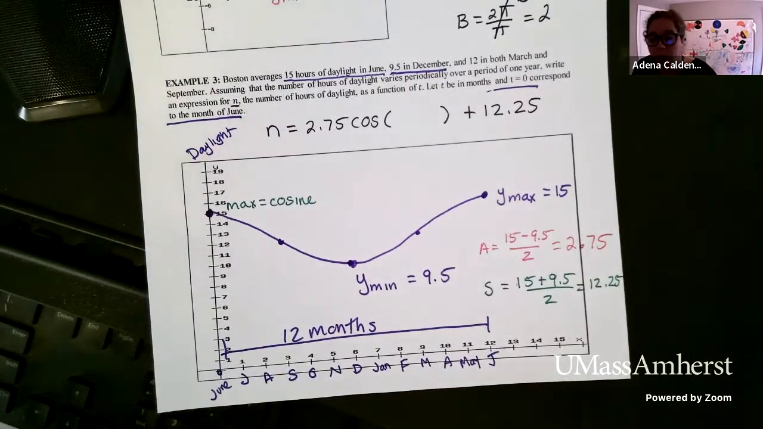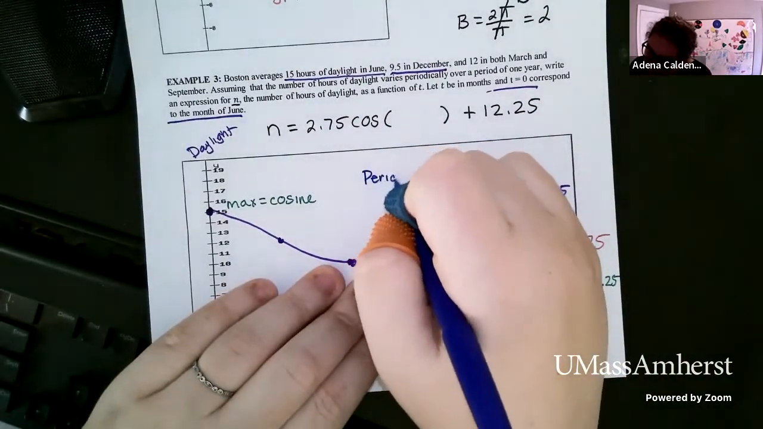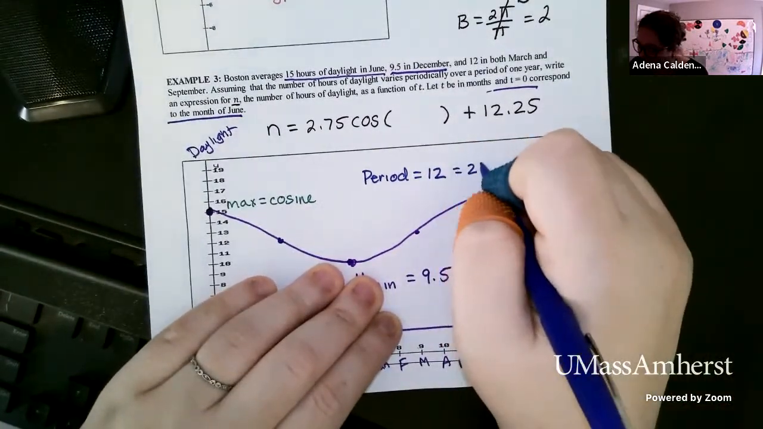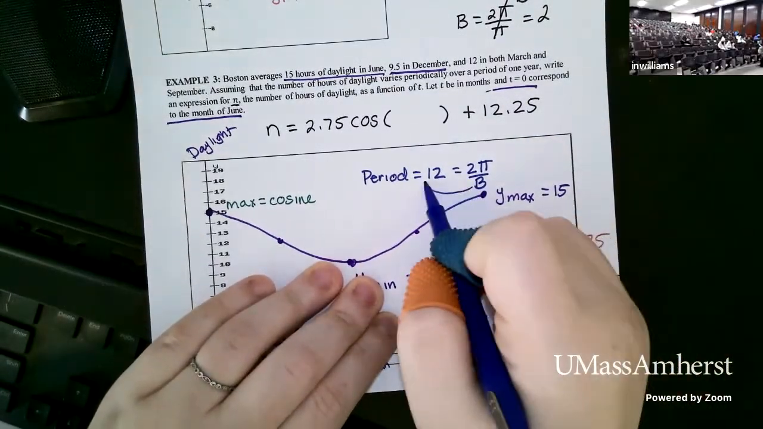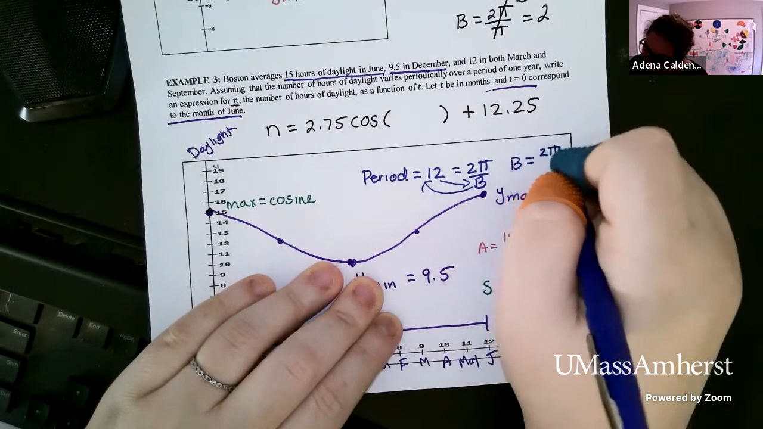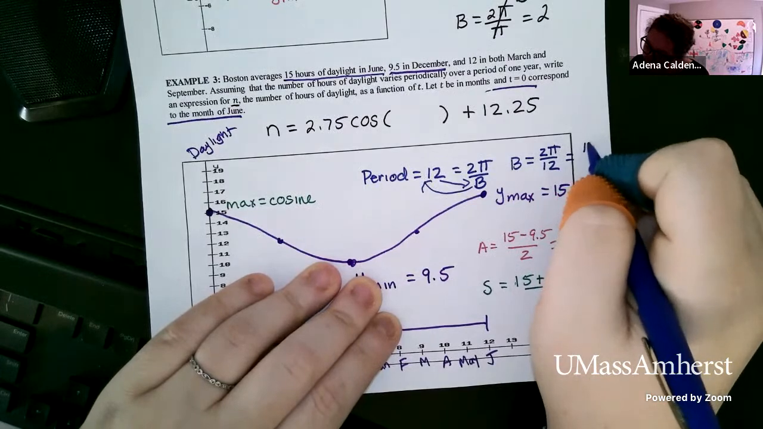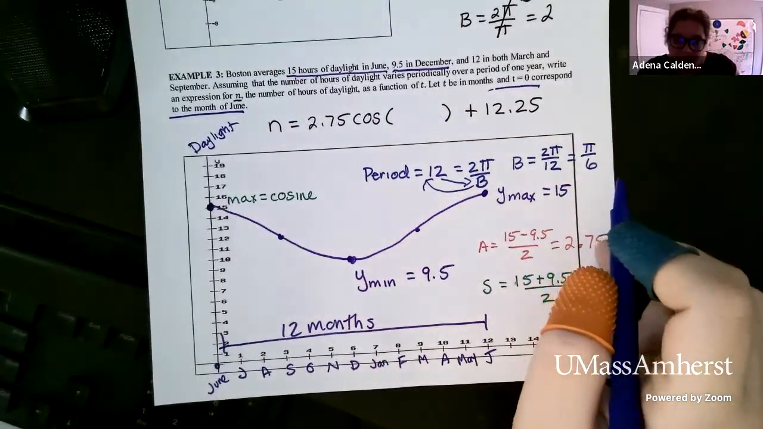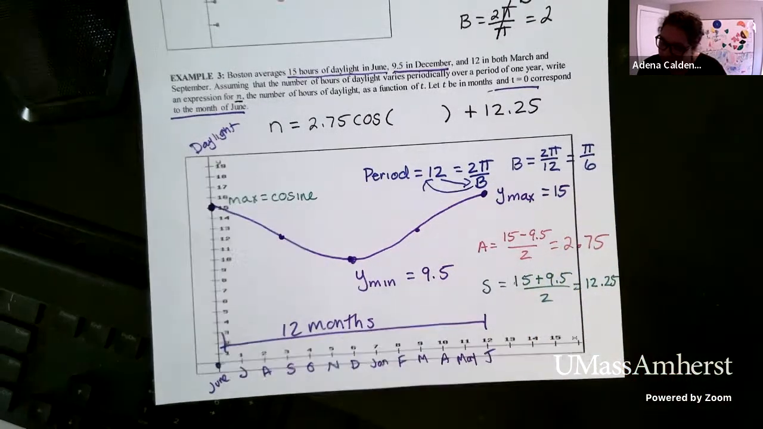The period is 12 months, right, which is the full year. So here the period is 12 in this scenario. And so I need to set that equal to 2 pi over b. So I can multiply the b up and divide the 12 down. So I get b equals 2 pi over 12. I can simplify that a little bit into pi over 6, right? The 2 and the 12 simplify. But I'm going to leave pi as pi. I'm not going to turn it into a 3.14. We want it to be exact. And so that is my b.